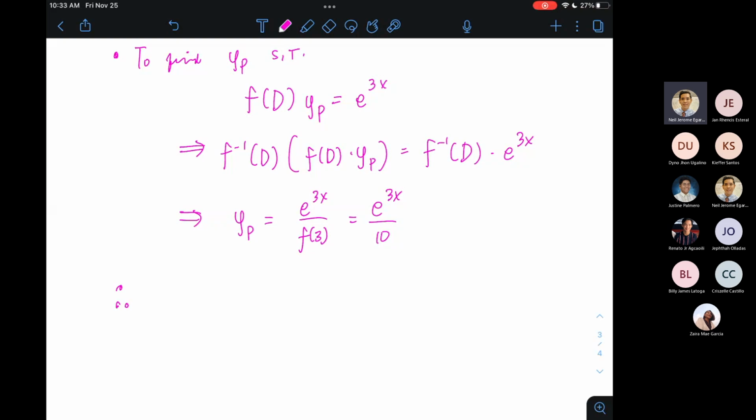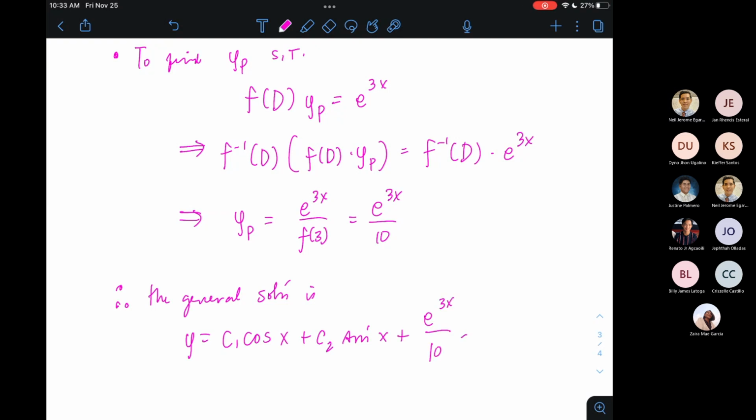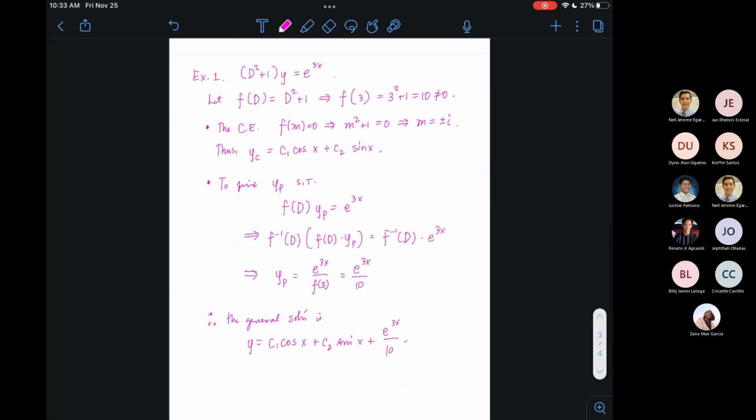So therefore, our general solution is y equals our y sub c plus y sub p, e to the 3x all over 10. That's it. And we got the solution in less than a page. Right? Before, our solutions would take several slides. But I think this is much simpler than the method of undetermined coefficients. All good? Does the solution make sense?